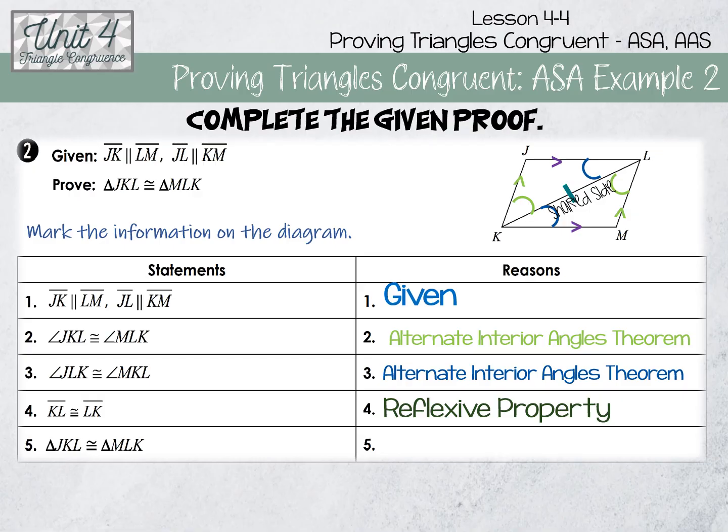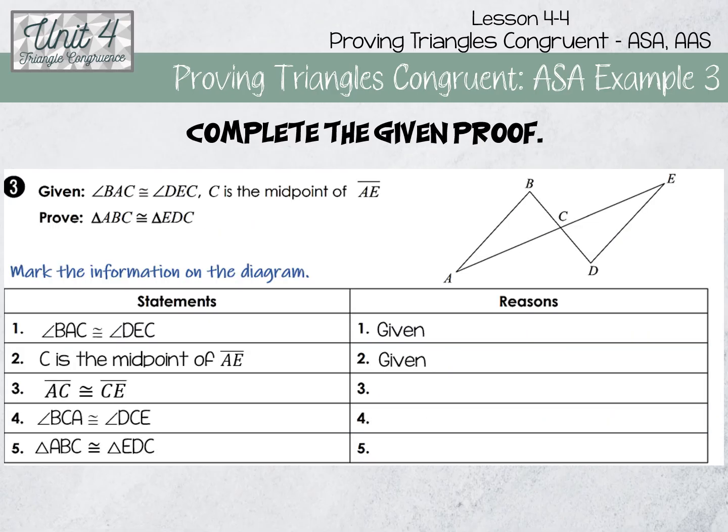So it is the same segment. So if you look on the picture, two sets of angles, sides in between. Angle, side, angle congruence theorem is what was used to prove triangle JKL congruent to triangle MLK.